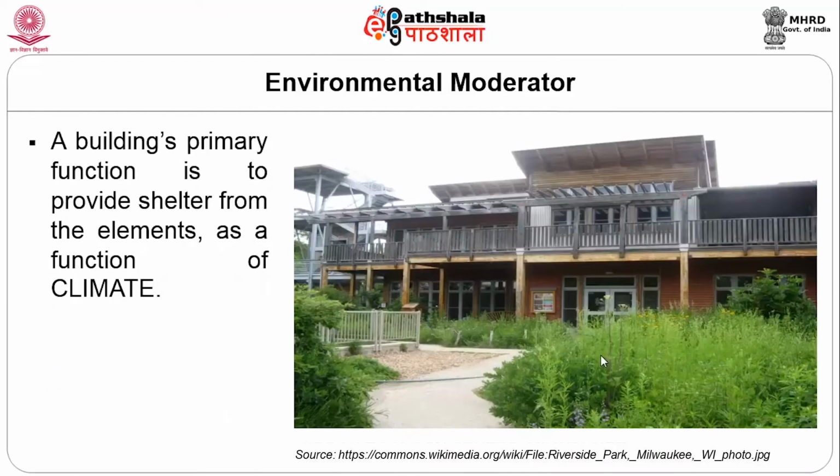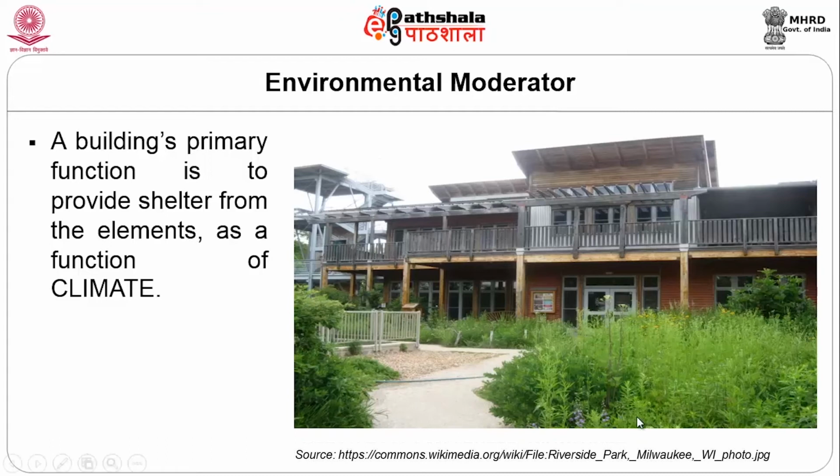more to the people. Now, if you look at an environmental moderator, a building's primary function is to provide shelter from the elements as a function of climate. So it should be a transient space, a place that is covered. We do not get wet in the rain. We do not get too much sun. We are not covered by snow. All of those elements are there. But the building should grow from the site rather than something that is brought and plonked on.